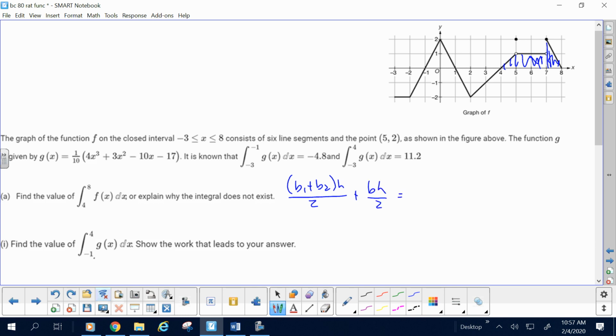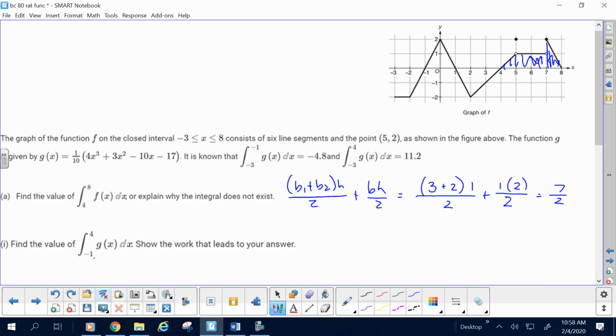So for the trapezoid, what's base 1 and base 2? Base 1 is 3, base 2 is 2. What's the height? 1 divided by 2. For the little triangle, what's the base, what's the height? Base is 1, height is 2, divided by 2. So I get 5 halves plus 2 halves is 7 halves. So why does that mean that it doesn't exist?